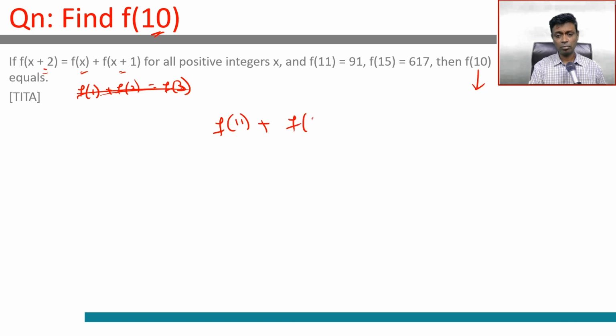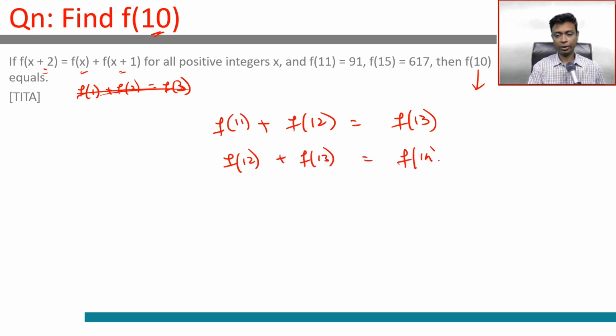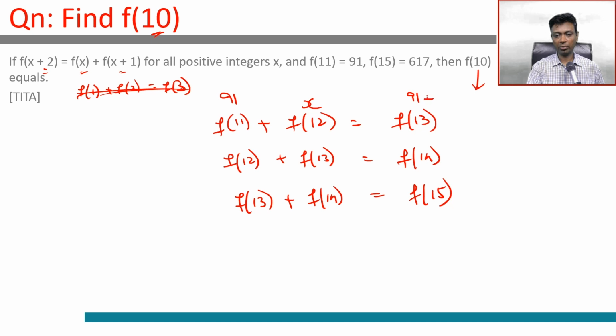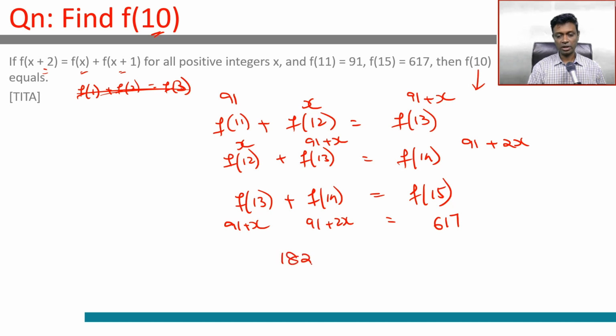f of 11 plus f of 12 is f of 13. f of 12 plus f of 13 is f of 14. f of 13 plus f of 14 equals f of 15. We know f of 11 is 91. Let's say f of 12 is x. Then f of 13 is 91 plus x, f of 14 is 91 plus 2x, and f of 15 is 182 plus 3x, which adds up to 617.